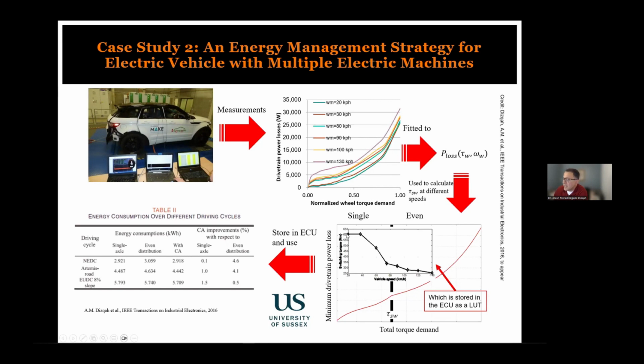each speed. As a result, the final solution was very simple, a simple lookup table that tells us what should be the switching point of the torque of each side of the vehicle, depending on the speed of the vehicle. And putting it in the ECU of the vehicle, we showed that we can have up to 4.6% of energy reduction, depending on the driving cycle, the test cycles of the vehicles.